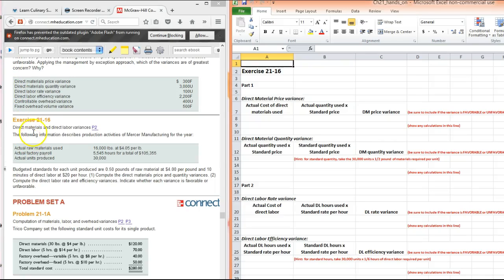Let's see if I can get you started. Let's look at exercise 21.6. We're looking at the direct material and direct labor variances.